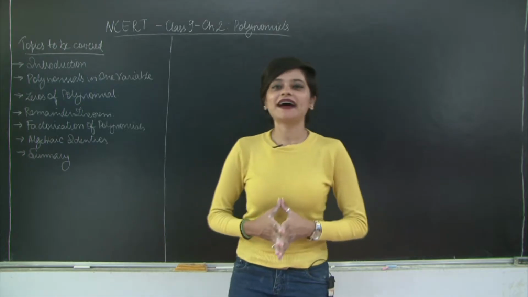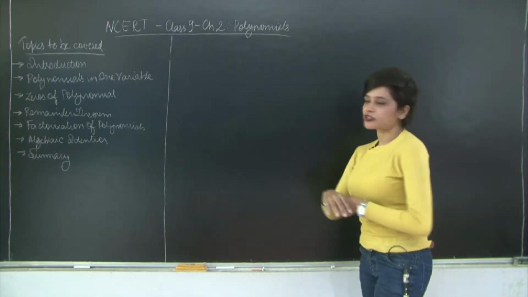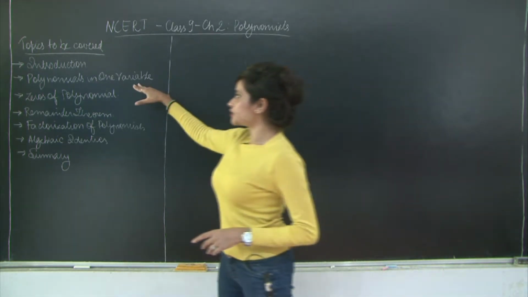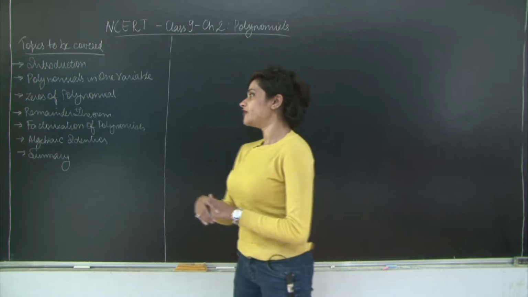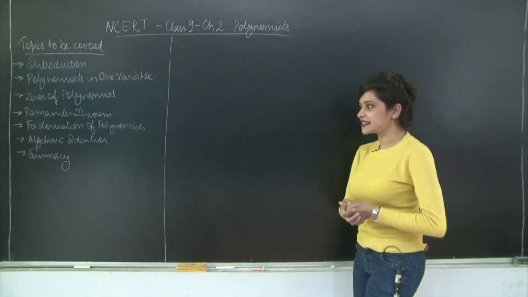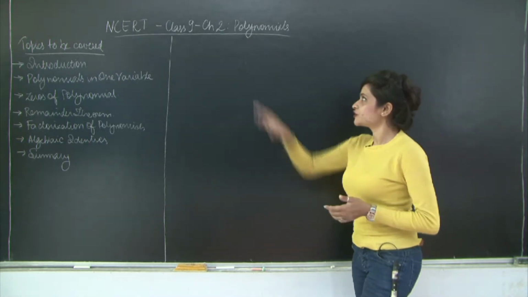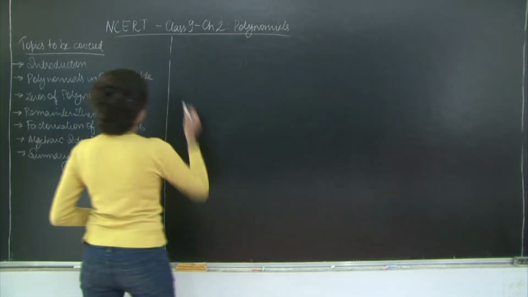Hello students, welcome back. Let us start with a new chapter of your textbooks, Polynomials, and the topics to be covered are Introduction, Polynomials in one variable, Zeros of Polynomial, Remainder Theorem, Factorization of Polynomials, Algebraic Identities, and finally Summary. So to start with Polynomials. So what exactly polynomials are?